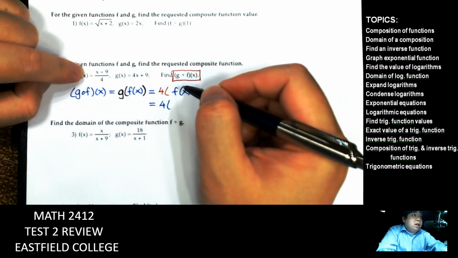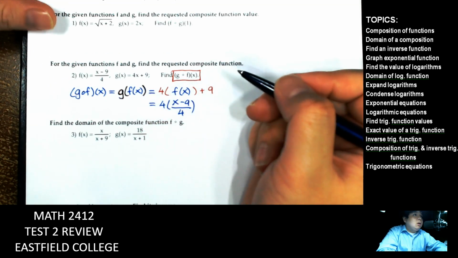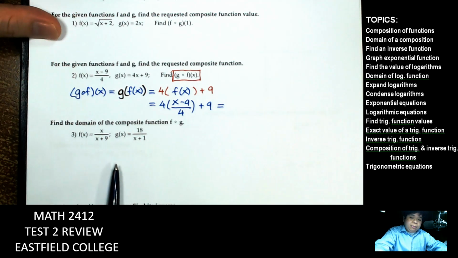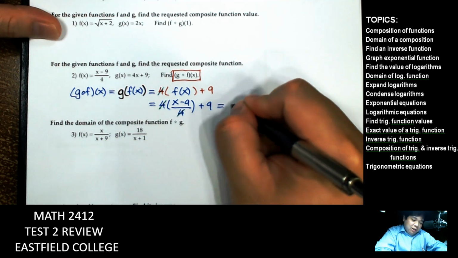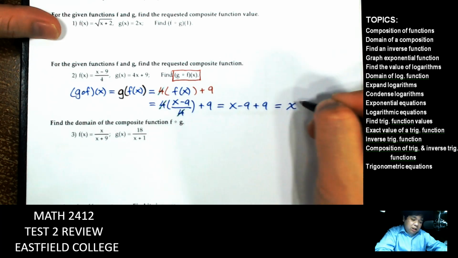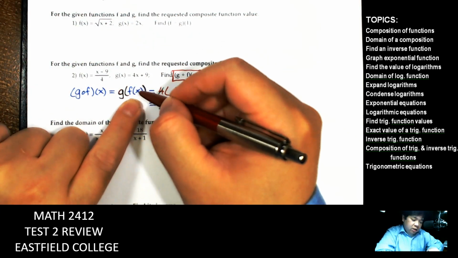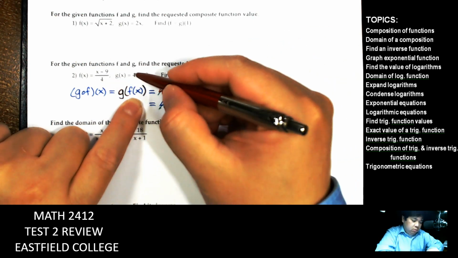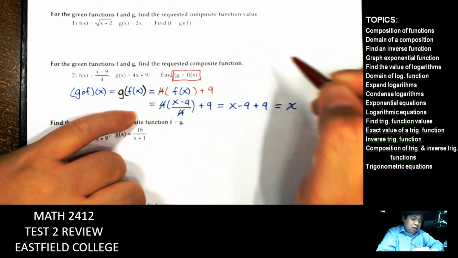And f of x is equal to (x minus 9) over 4, and then plus 9. The 4 and this 4 cancel out. We have x minus 9 plus 9, and the 9s cancel out as well. We have x. So we put the second function into the x of the first function. The second function is the inside function, and that's what we have.